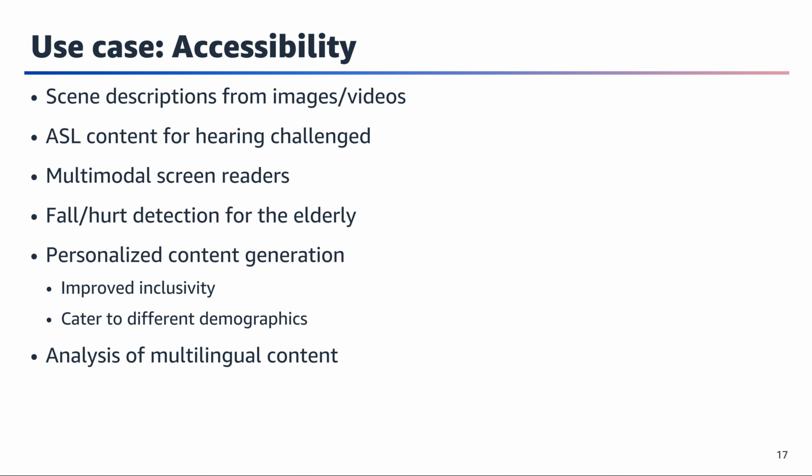Development of comprehensive tools, including scene descriptions, ASL support, and multimodal screen readers, helps to build technology that serves everyone, regardless of their abilities. The fall detection system specifically addresses the safety needs of elderly users, while the personalized content generation helps different demographics receive appropriately tailored experiences. It's also breaking down language barriers through multilingual content analysis, making solutions truly global and inclusive.